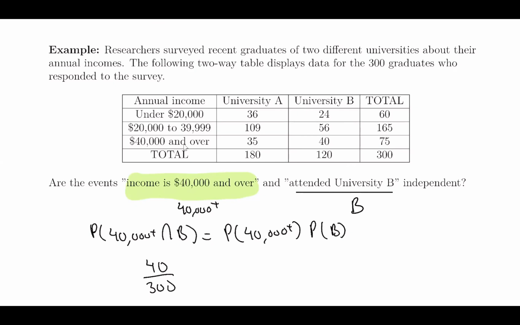And if you're having a hard time figuring that out, here go the 40,000 and over. Here go people who went to University B. If you look at where they overlap, they overlap at 40. So that's why we choose 40. How many people do we have that made 40,000 and over? Just 75. Lastly, how many people do we have that went to University B?